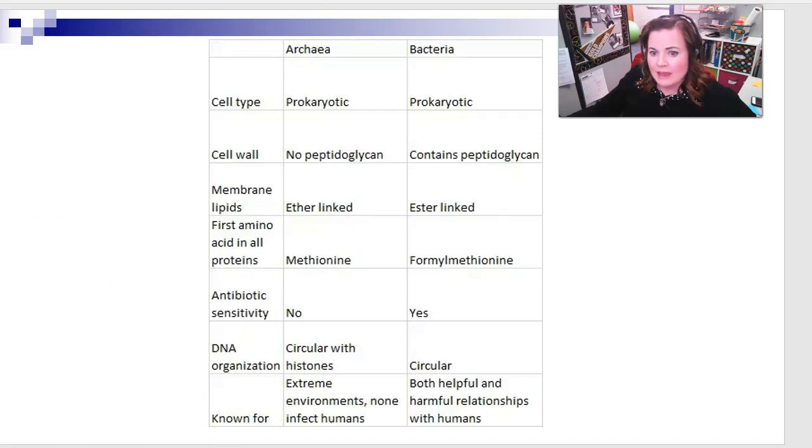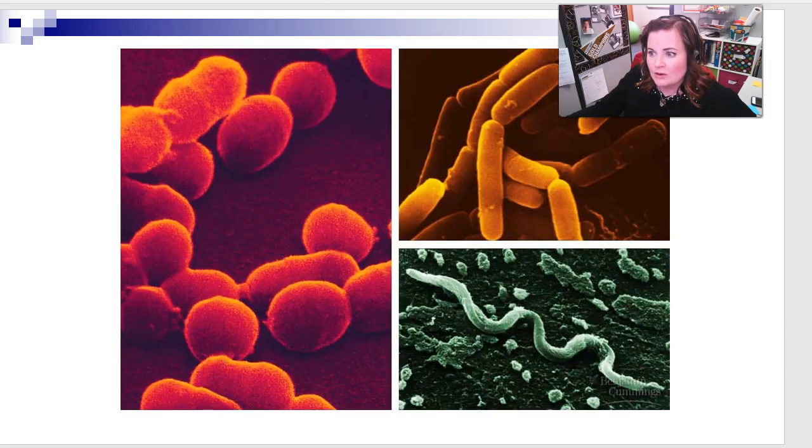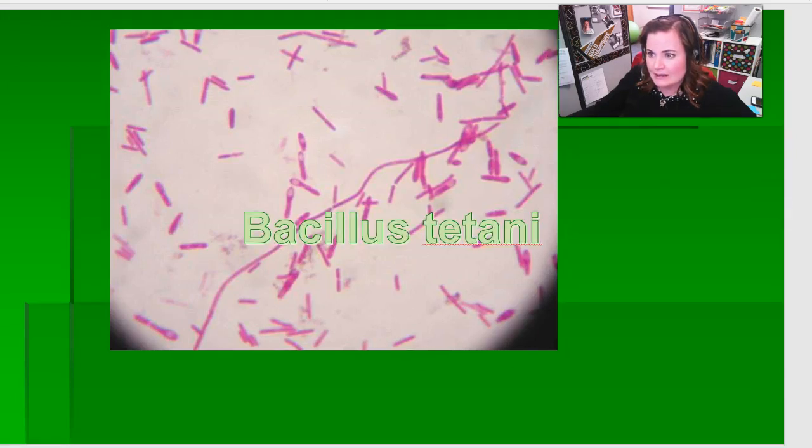Eubacteria, there's like 3 main shapes that make up eubacteria. Spherical, which are called the cocci, rod-shaped bacillus, and spiral-shaped spirillum. And you can see actual electron microscope pictures of them here. You can see some other pictures. This is Bacillus tetani. This is a rod-shaped bacteria that causes tetanus.